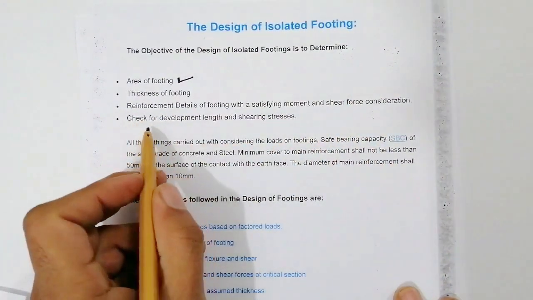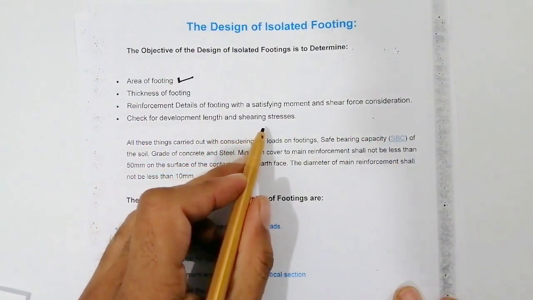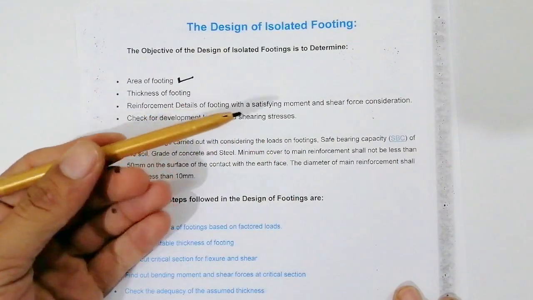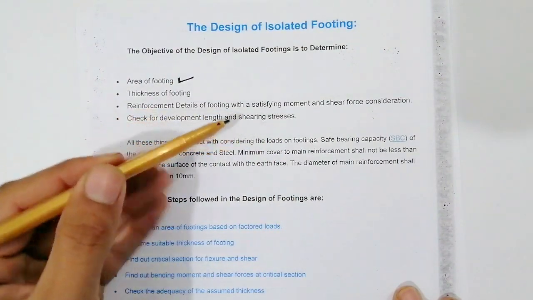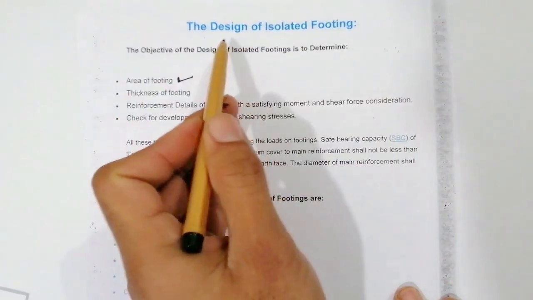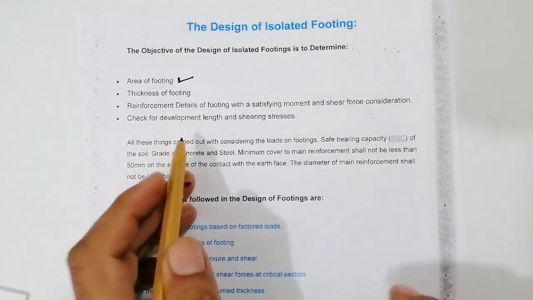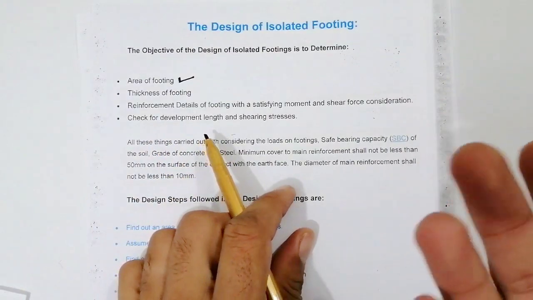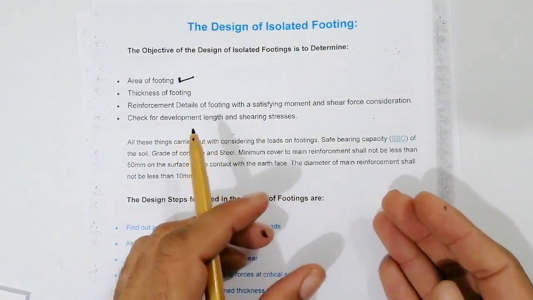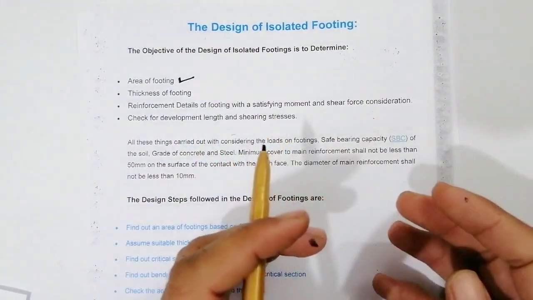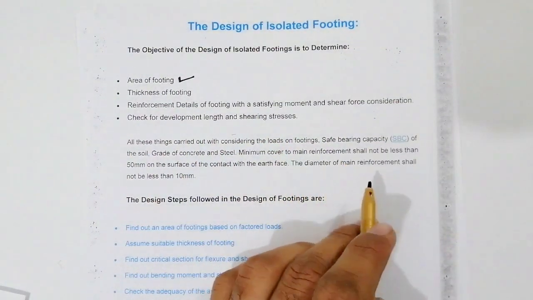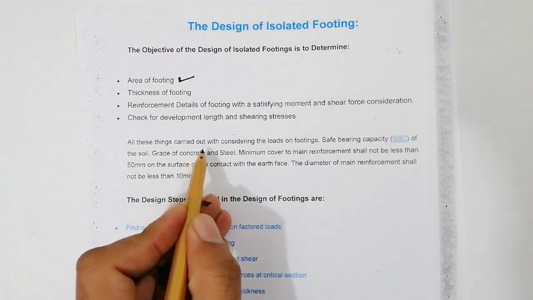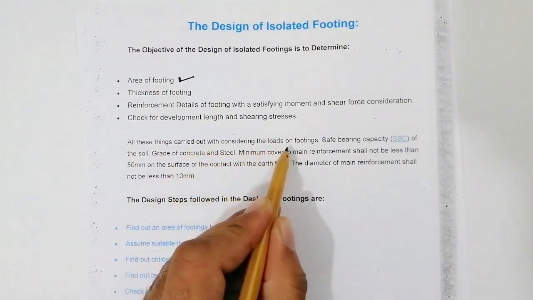And the other one is check for development length and shearing stresses. Development length and shearing stresses are also important to find for design of isolated footing. As you know, development length is important in isolated footing, which makes a good bond between concrete and steel. Now, guys, all these 4 points take into consideration the load on the footing.